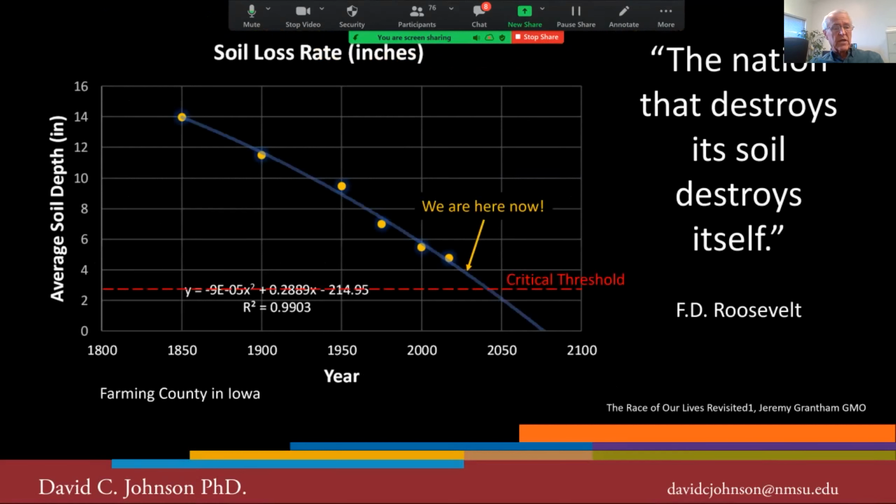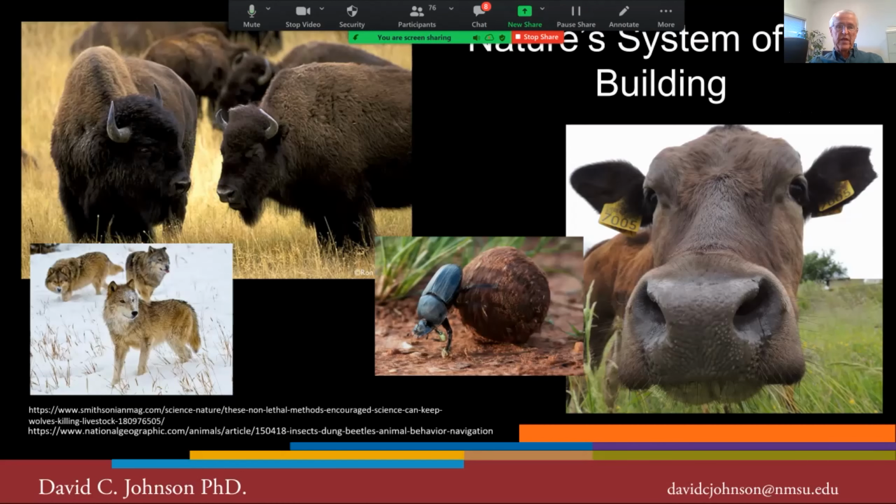Another thing that we're seeing is a loss of soil depth. Since 1850, you can see we have lost soil year after year to now, in some instances, approaching a critical threshold. This is a threshold that you cannot grow a plant on. So we need to be very careful. We need to start rebuilding these soils. And I hope to show you a way that we can do this.